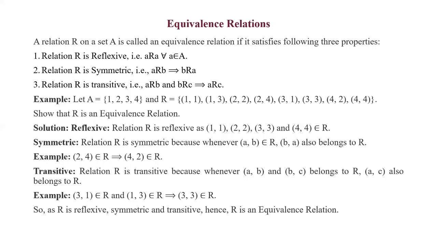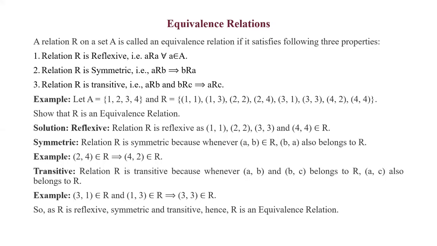Let A be the set containing the elements 1, 2, 3, and 4, and let R be the relation on this set A. We have to show whether this given relation is an equivalence relation or not. First of all, we have to find out whether the given relation is reflexive or not.